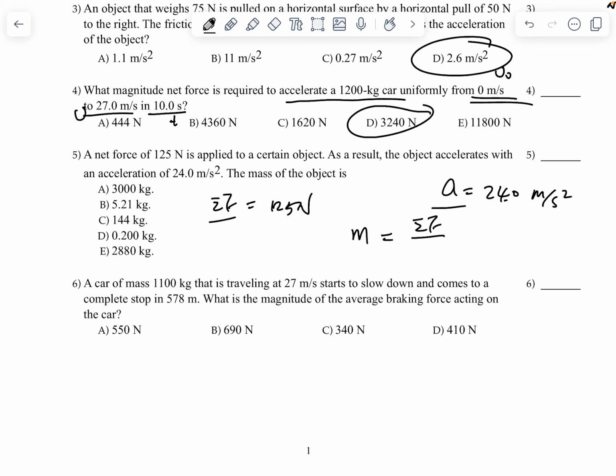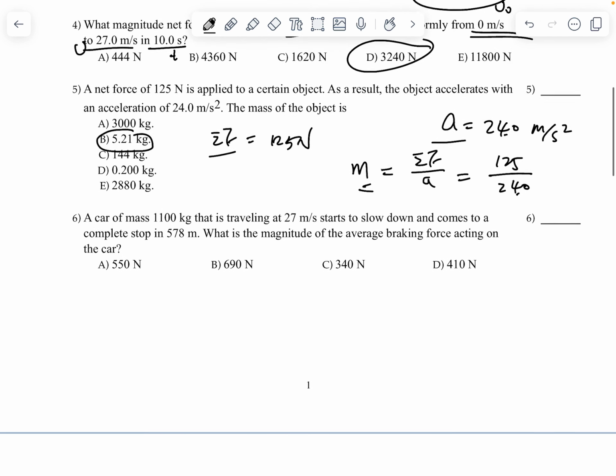Mass equals net force divided by a, right? 125 divided by 24.0. That is the mass. So we use Newton's law from a different angle, right? So 125 divided by 24 is 5.21, right? So 5.21, that is the mass.